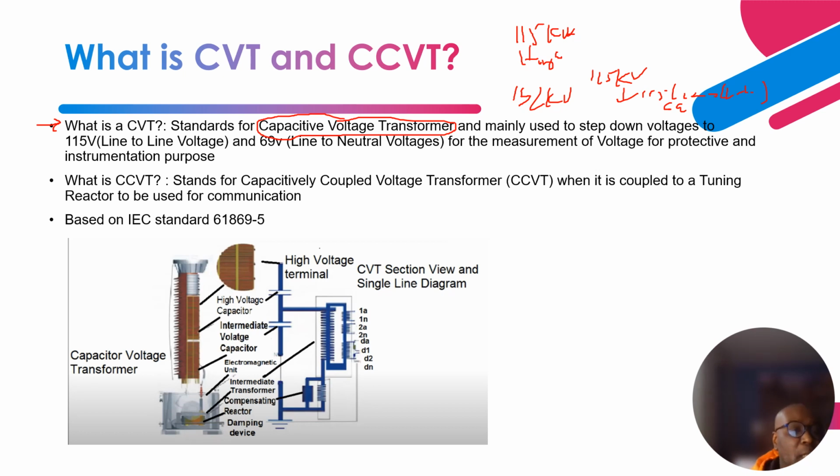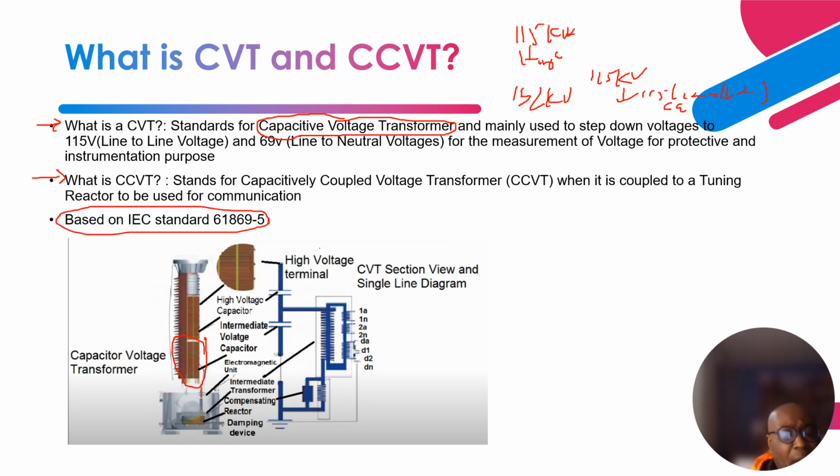Now let's talk about CCVT. What does that mean? CCVT means capacitively coupled voltage transformer. We utilize the capacitively coupled voltage transformer when we have to utilize the C2 capacitor, the lower capacitor, and integrate it to a wave trap, an air core reactor, to be able to use it for communication purposes. That is when we use the same transmission line to communicate on a different frequency that is different from the nominal frequency of 60 Hz. This is based on IEC standard 61869-5.